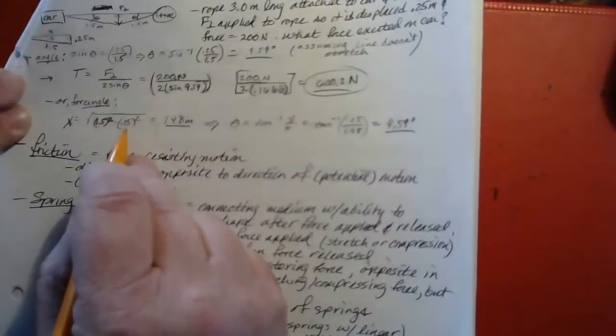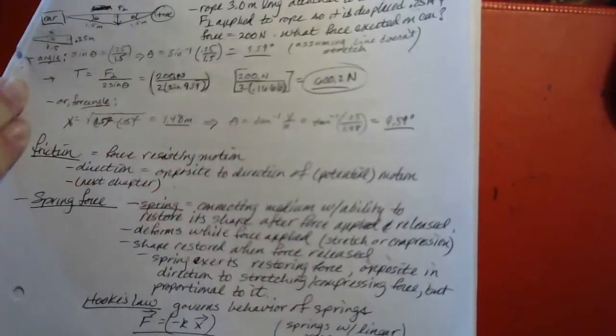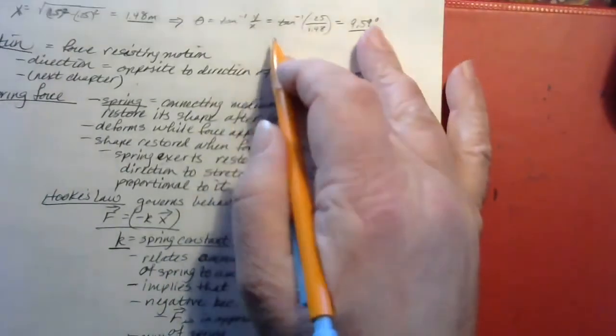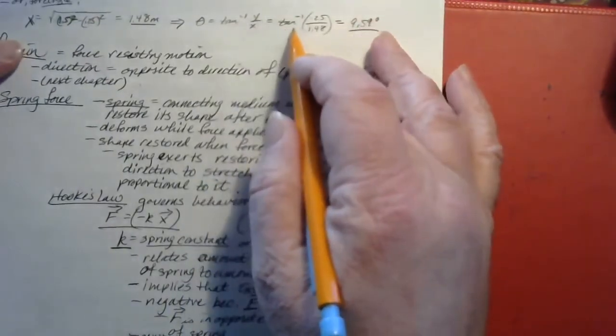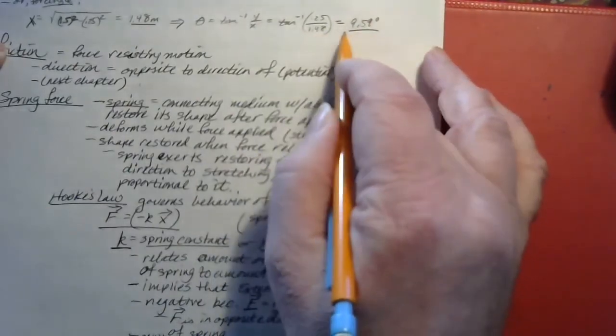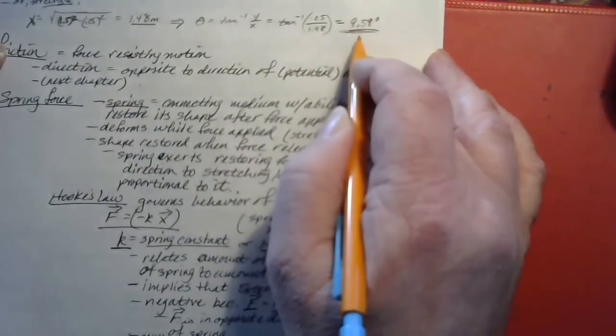And let's see, the hypotenuse side is 1.5 meters, so you square that, minus 0.25 meters squared for the y side of the triangle. Take the square root of that and you get 1.48 meters. So the x side of the triangle is 1.48 meters. Theta would be the inverse tangent of y over x. That is the angle whose tangent is 0.25 over 1.48, and that is 9.59 degrees.